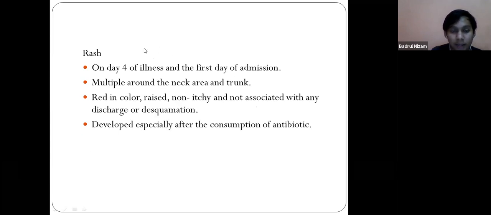Apart from that, the patient also developed a rash, on the 4th day of illness, and it worsened in the first days of admission, on the 9th day. It was multiple around the neck areas and also around the trunk. The father described that the rash was red in color, raised, non-itchy, and not associated with any discharge or desquamation. The father claimed that the rash specifically developed after the consumption of the antibiotic given by the private clinic.